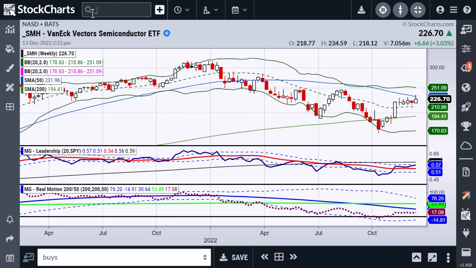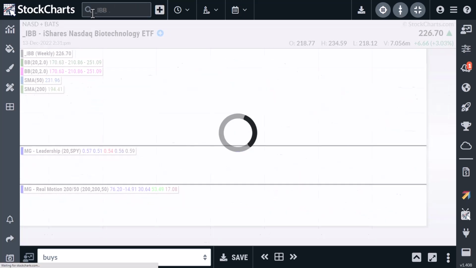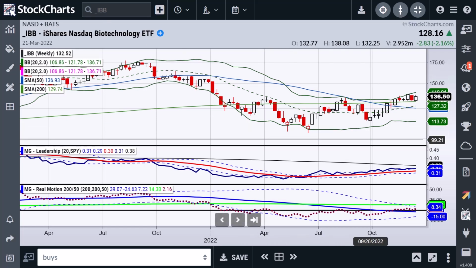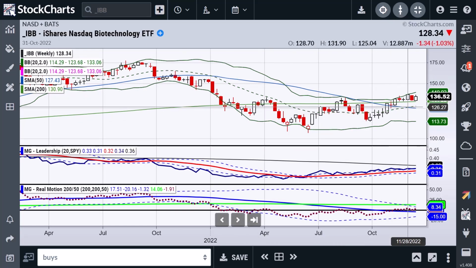Now, if we move over to IBB, you're going to see a different picture. This also had a death cross in price, but it's trading above it.